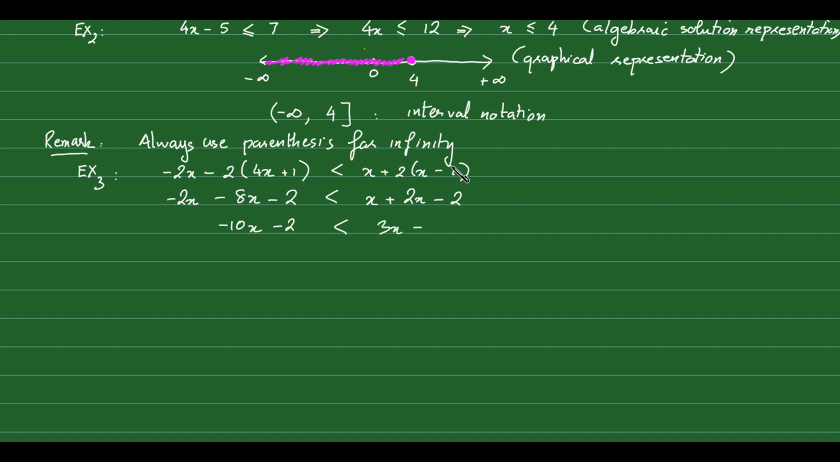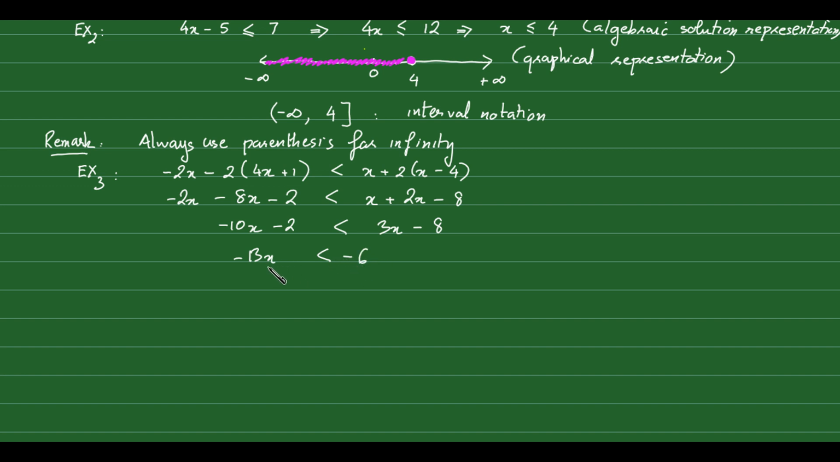Let's change this a little bit right here. How about 4? We change it to 4, so 2 times negative 4 is negative 8. Now we subtract 3x from both sides, so you have negative 13x. Add 2 to both sides, less than or equal to negative 6.